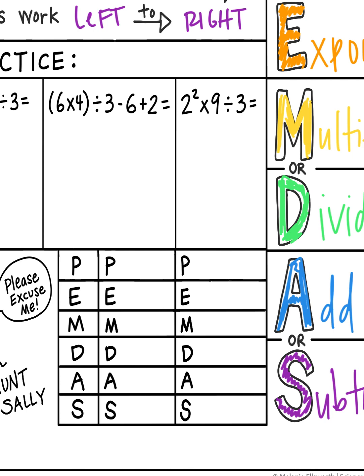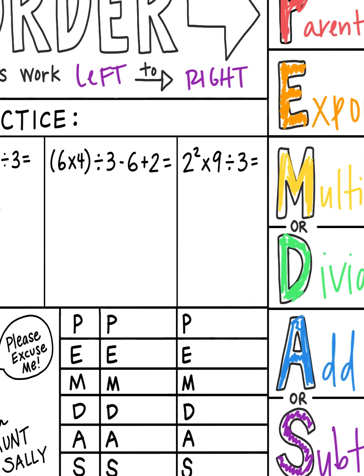So we're going to do some practice problems. Okay, the first one says 3 plus 7 times 6 divided by 3. Okay, do I have any parentheses?